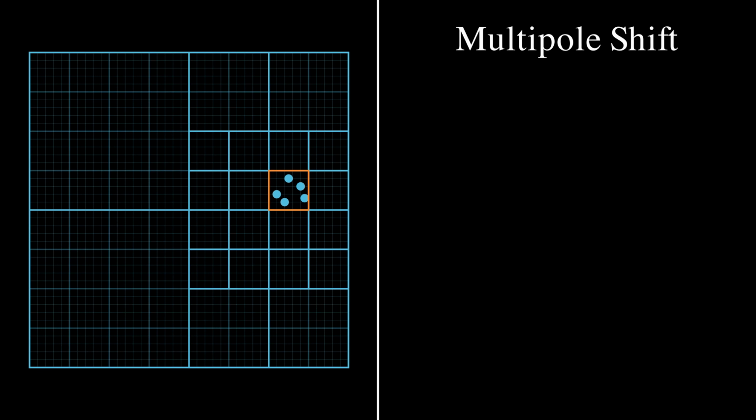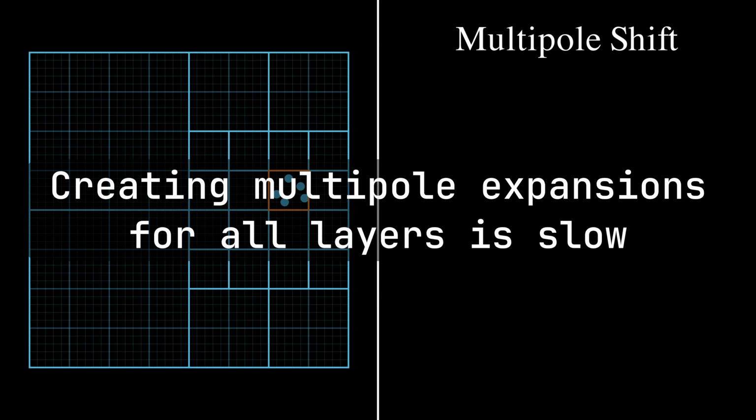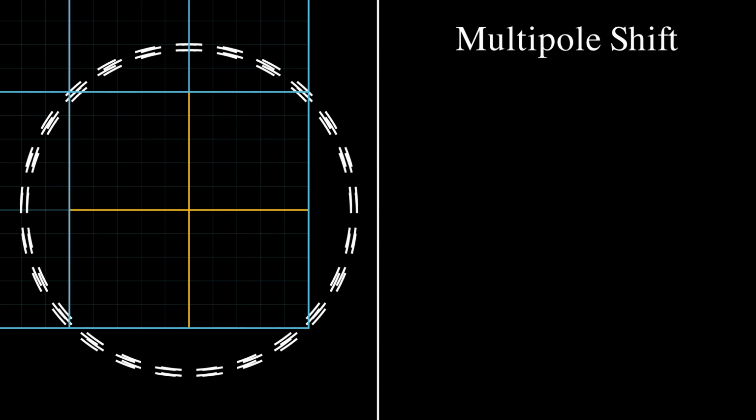This could be done by grouping larger boxes into one cluster. However, if we want to create the multiple expansions at each level from the individual particles, that's going to tank our performance once again, because we have to loop over all the particles multiple times. So is there a way we only have to construct the lowest level multiple expansions and use them to create larger expansions? Let's find out.